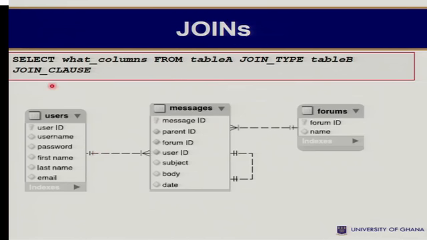This is the syntax for using join in our SQL statement. You have the select keyword, you specify the columns, from, you specify the first table, and then you specify the join type. Either this is inner join or outer join. Then you specify the second table you are joining to. Then you specify the join clause. How do you want to join the two tables?